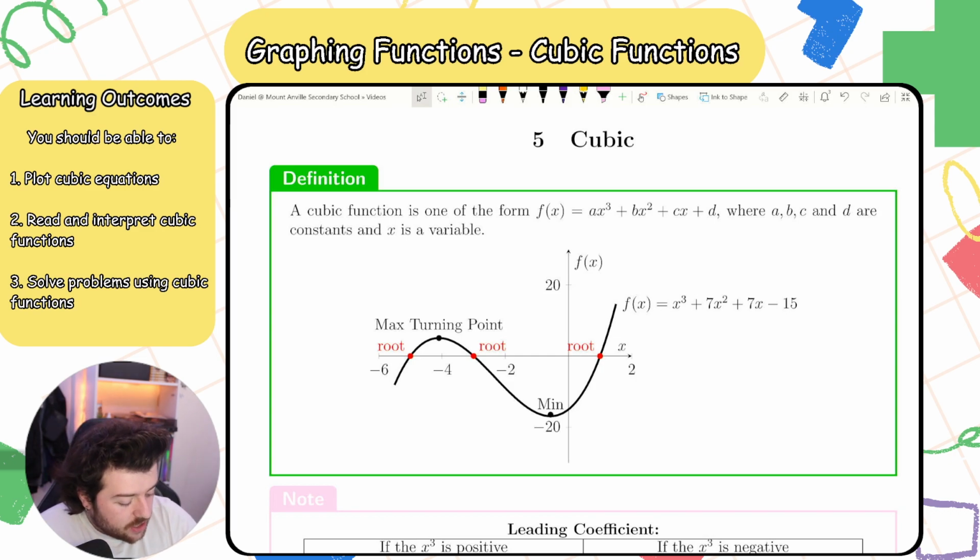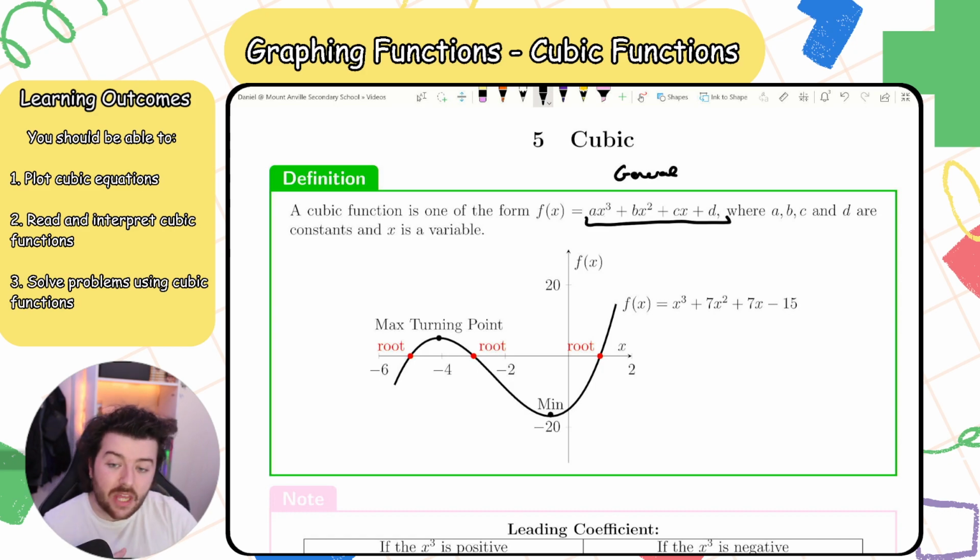A cubic function has an x cubed term, right? So a cubic function is in the form, this is the general form here: ax cubed plus bx squared plus cx plus d, right? So if we have something cubed, it is going to be a cubic. And this is an example of a cubic plot out here. So this is an example of the cubic x cubed plus 7x squared plus 7x minus 15.